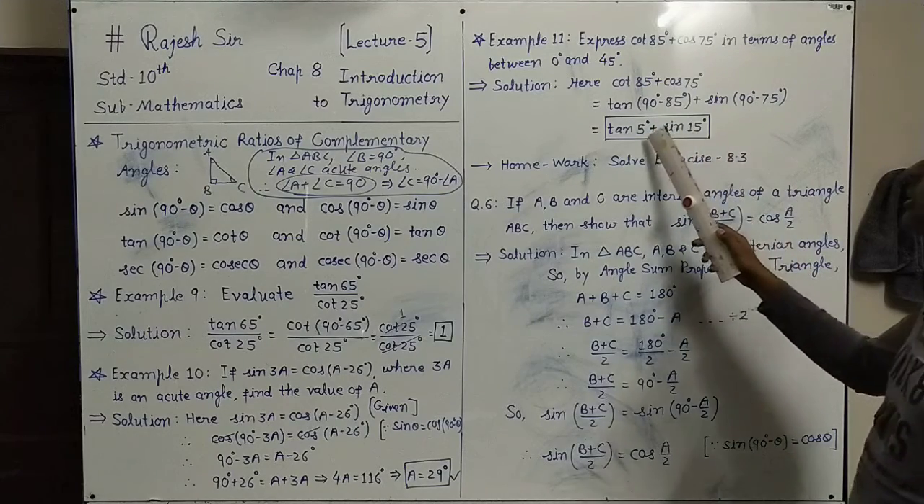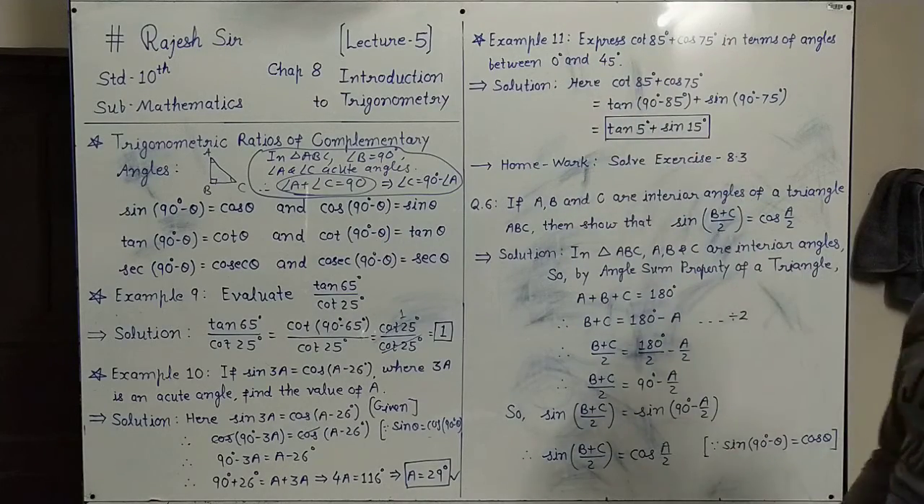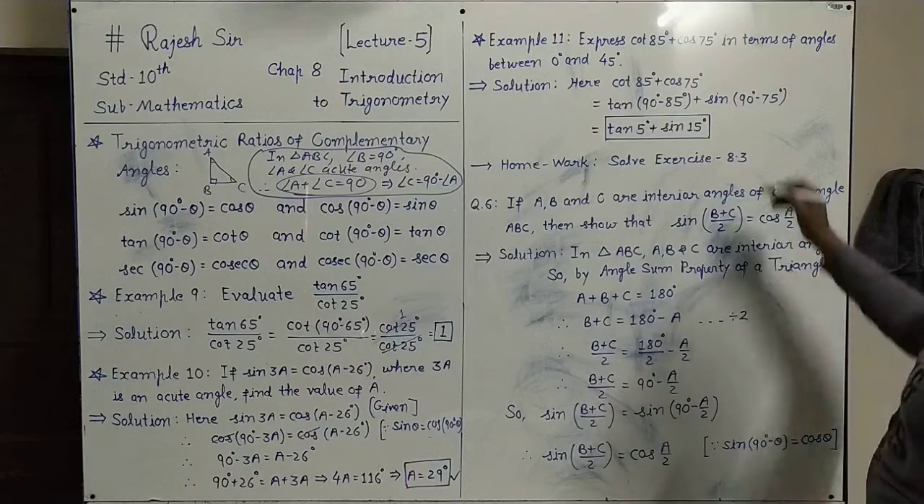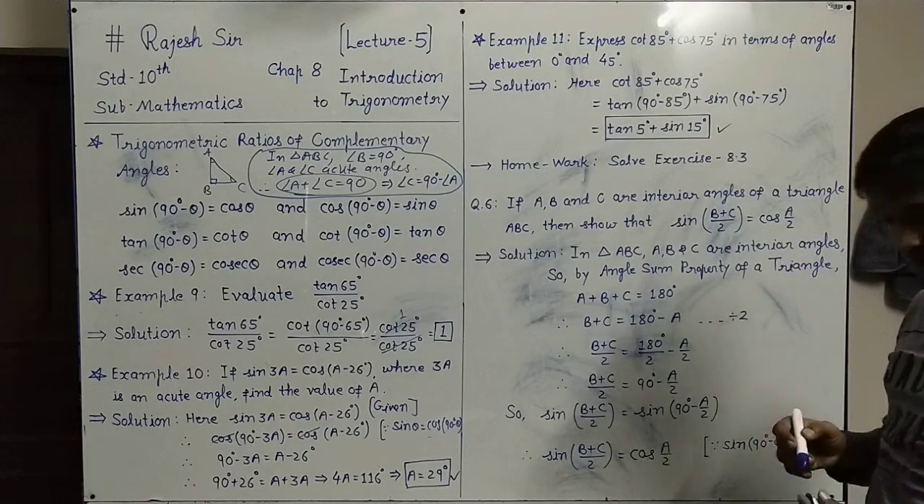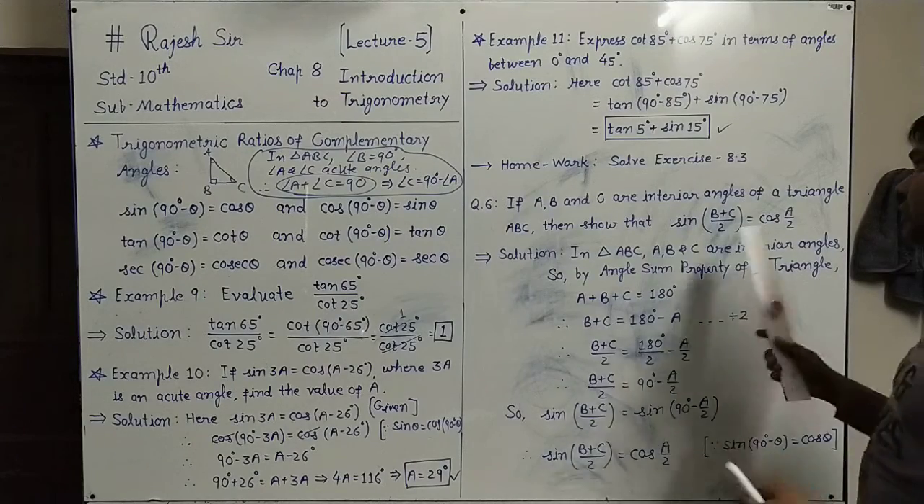So we have the angles 5 degrees and 15 degrees, which are between 0 degrees and 45 degrees. So our expression is in the given range between 0 and 45 degrees. So this is our expression answer.